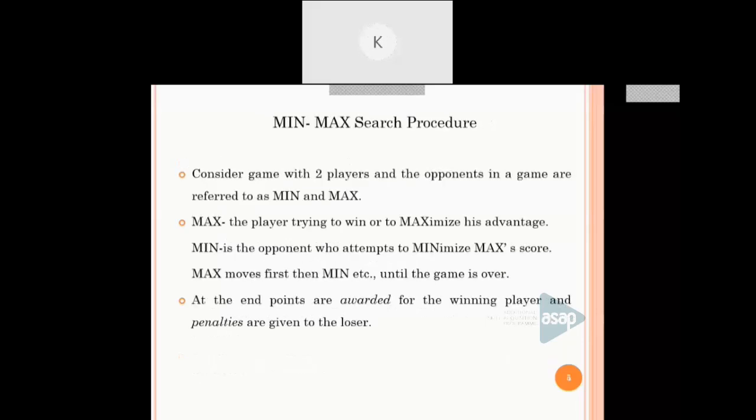You might have already seen the 8-puzzle problem. For example, in the 8-puzzle problem, you will have 9 cells, and in 8 of them the values from 1 to 8 will be shuffled and filled. This is the initial state, and you will have a goal state.